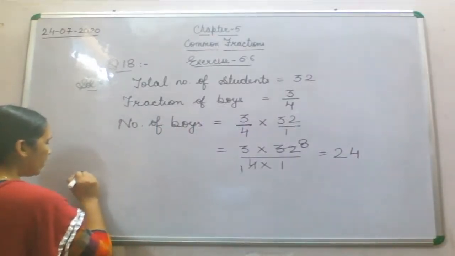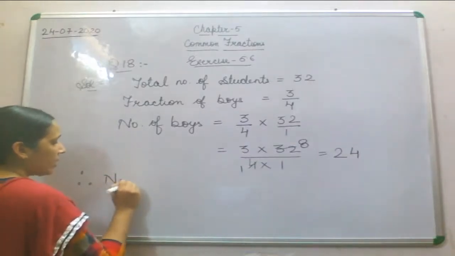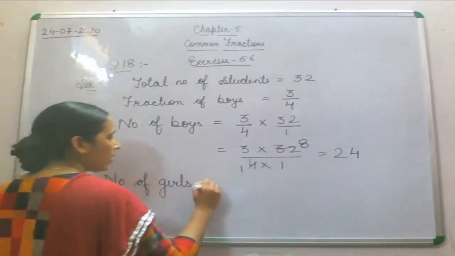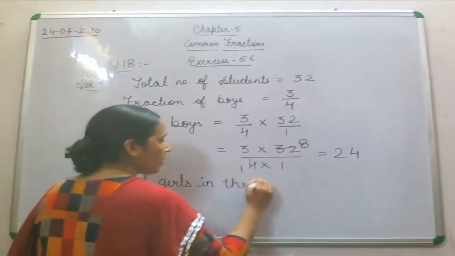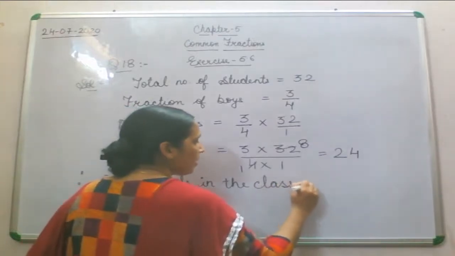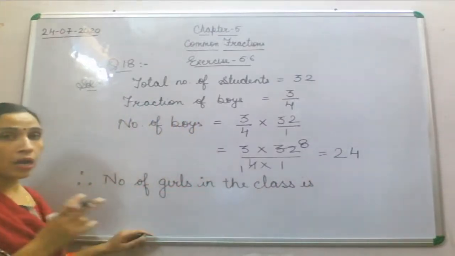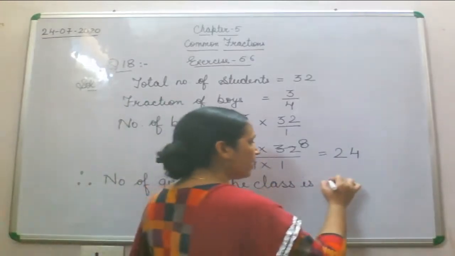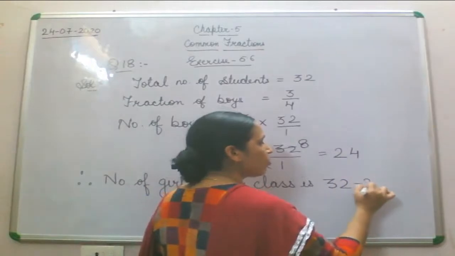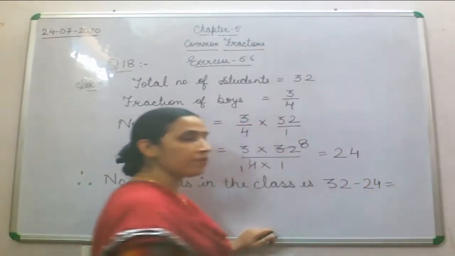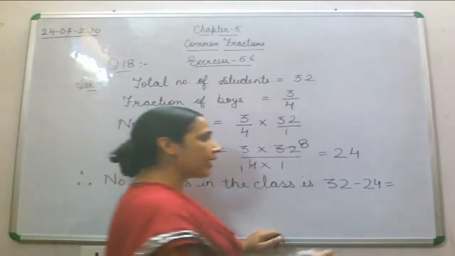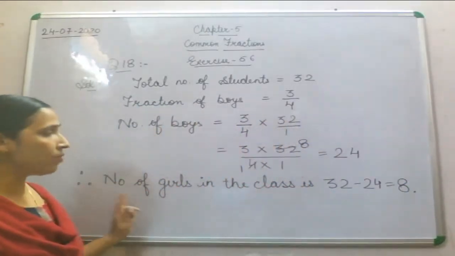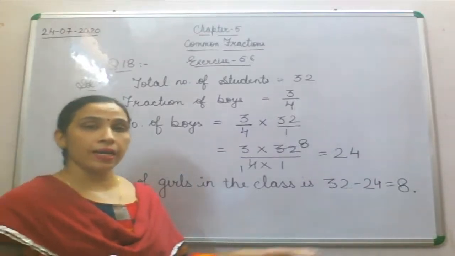Now what do you have to find out? Therefore, the number of girls in the class is... how are you going to find it out? From the total number of students, you will subtract the number of boys. It means 32 minus 24. What will be left? 32 minus 24, 8. It means the number of girls in the class is 8.